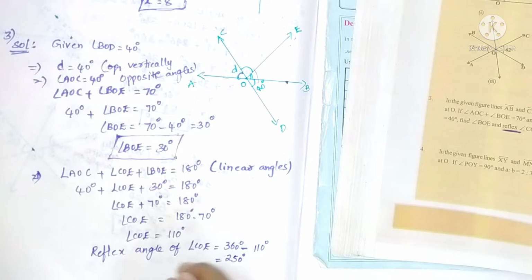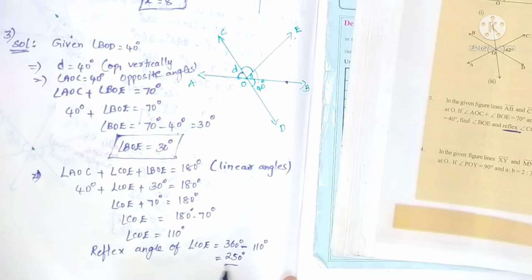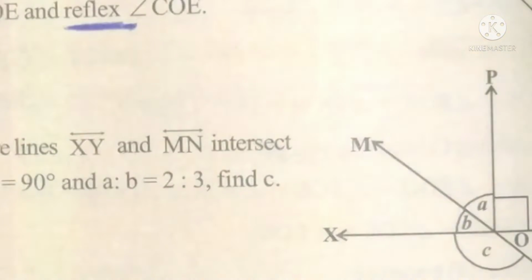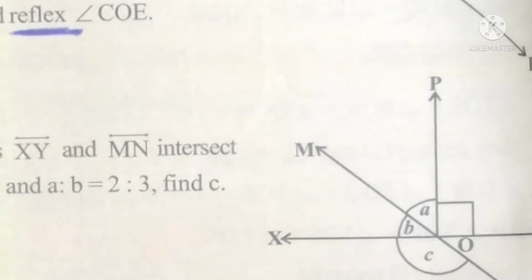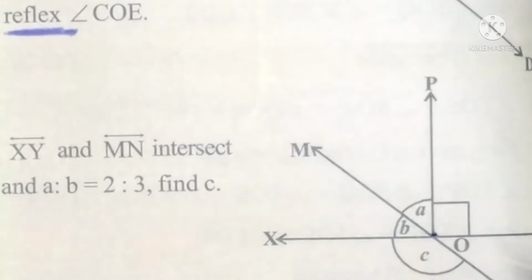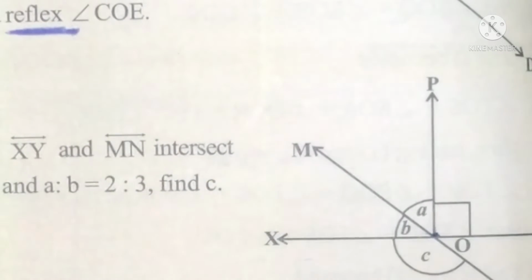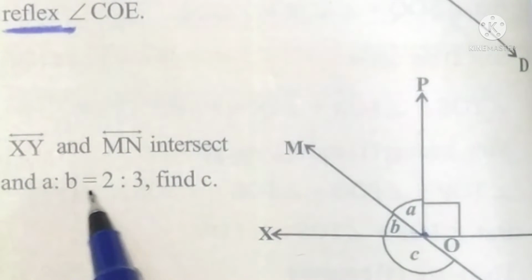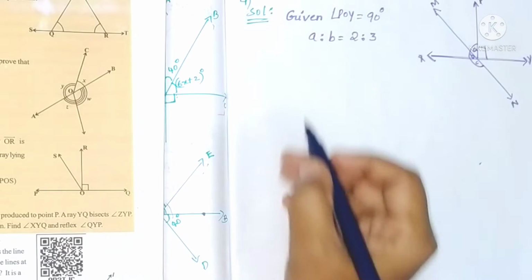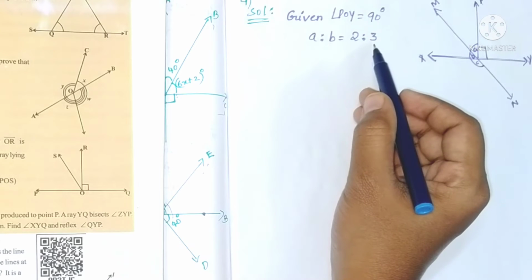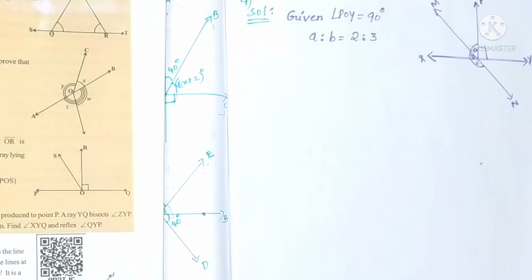Okay. So this is the third problem. Angle BOE is 30 degrees and reflex angle of COE is 250 degrees. Fourth problem: in the given figure, XY and MN intersect at O. If angle POY is 90 degrees and A is to B is 2 is to 3, find C. So here A is to B is 2 is to 3 and angle POY is 90 degrees is given.